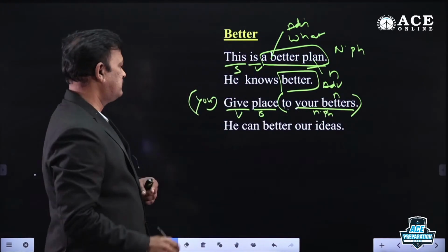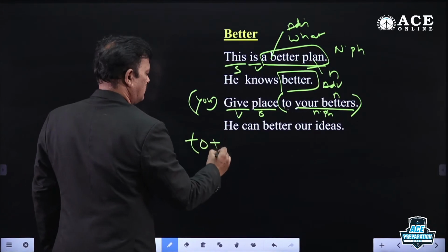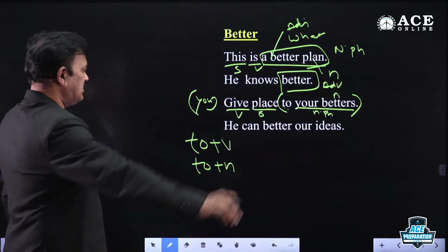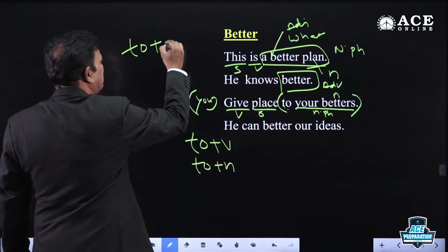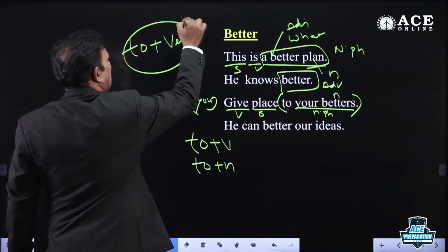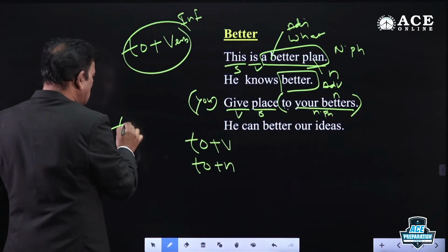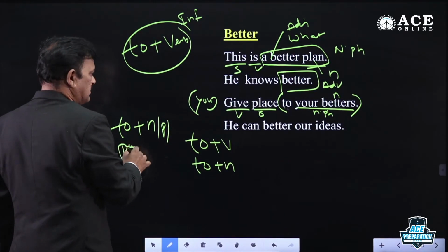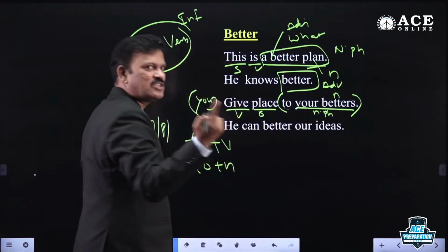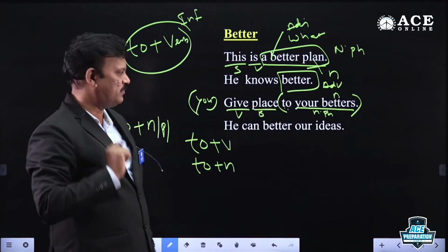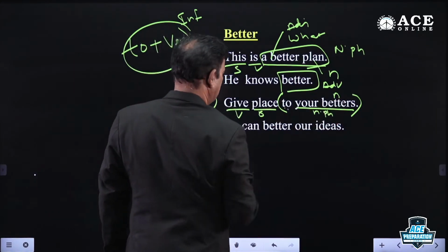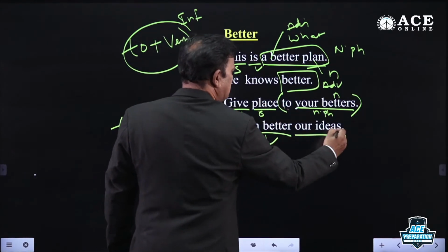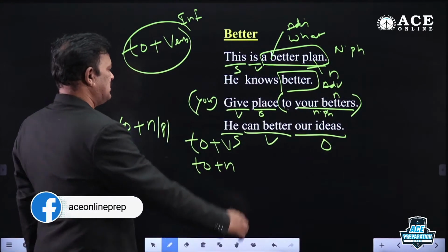Maybe you got a doubt here. Guys, please pay attention to this. To, after that if I have a verb, that is an infinitive. If I have a to, after that I have a noun or pronoun or noun group, that is a preposition. So this is not an infinitive. In case you have thought of infinitive, please correct yourself. So this is noun. Where is the verb? He can better our ideas. So this is the verb.